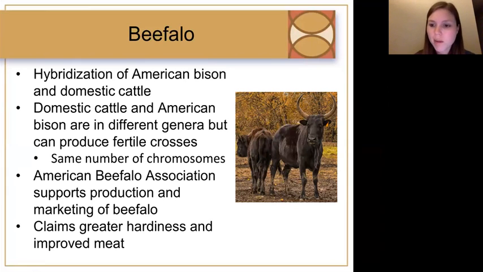My great uncle who has a bison farm says that he's also heard some other people on the other end of that sometimes, depending on which way you cross it, depending on which species is the cow and which one is the bull, it could kind of go either way. You could get an improved animal, or you might get an animal that has the worst qualities of both, which would be bad meat and bad temperament. So I have heard that it kind of depends either way, but they do claim that they have greater hardiness and improved meat. But that may not be with every animal.